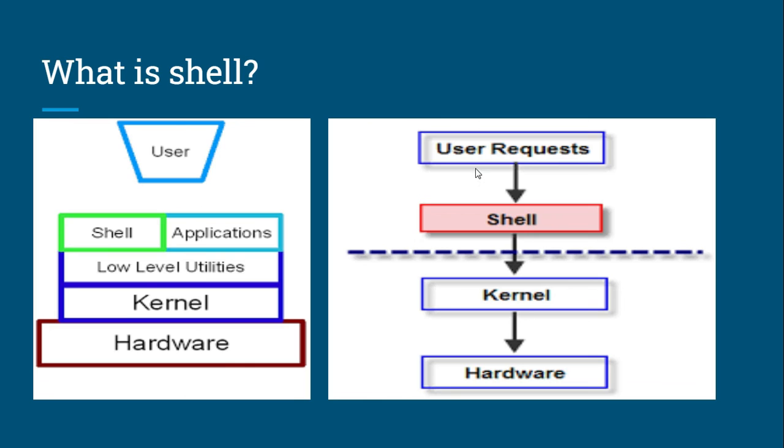So here is the high level diagram. Here we have the user, who talks to the shell, the shell talks to the application, then the application talks to low level utilities, then the low level utilities contact the kernel, then the kernel talks to the hardware. In this way communication happens in your Linux distribution.